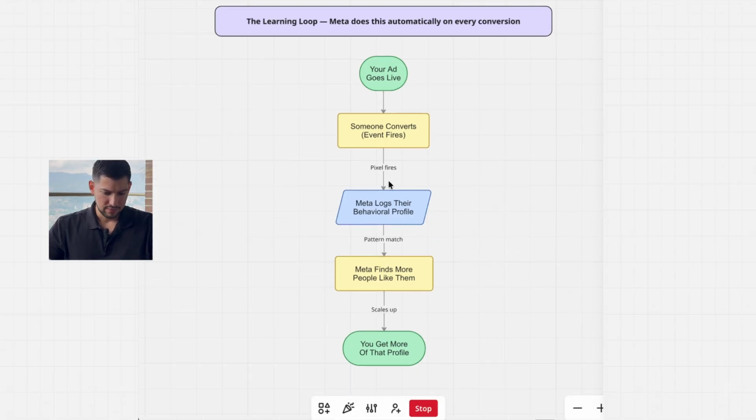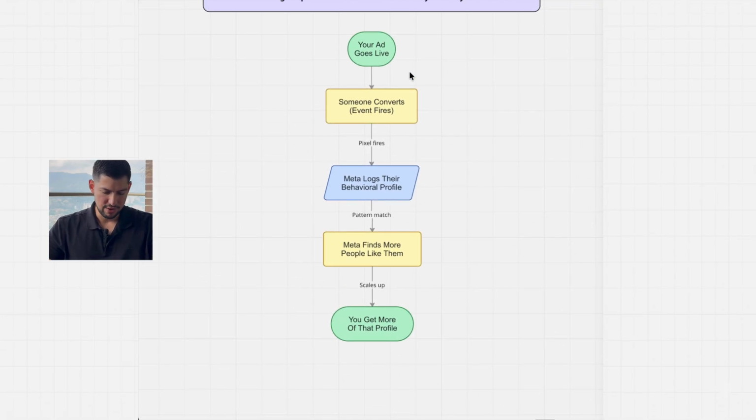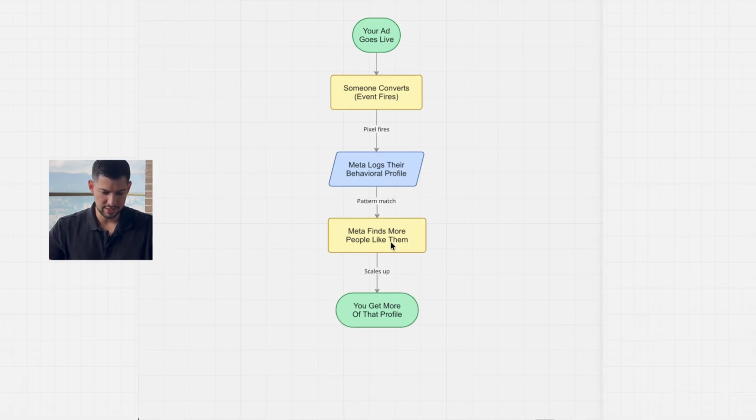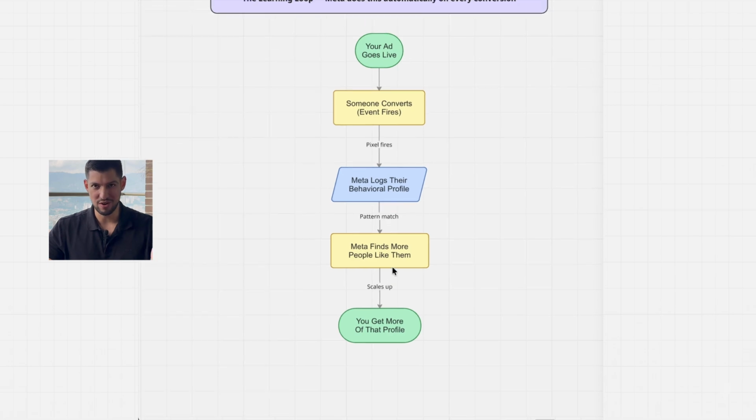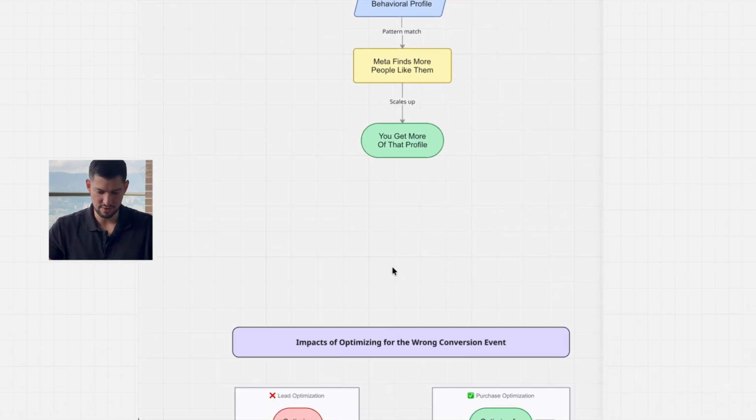So, okay, this is basically, as I mentioned, how it works, right? You have your ad, someone converts, they fill out their form, Meta logs it and finds more people like them, and you get more of that specific profile that you're running.